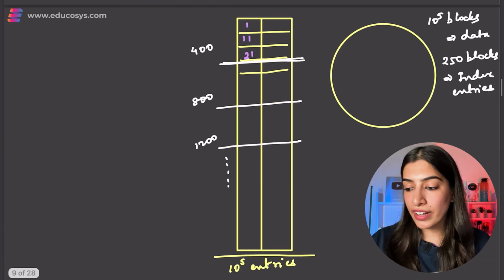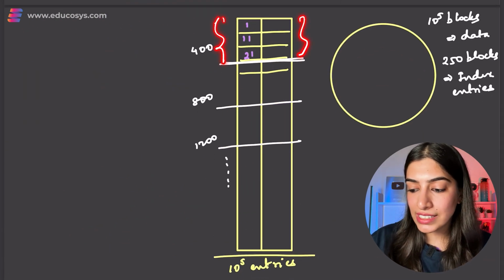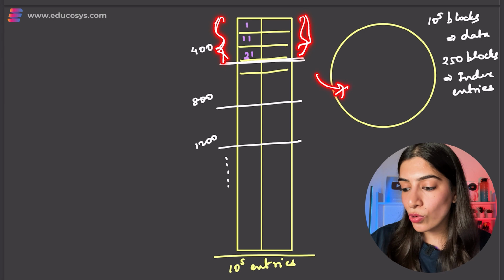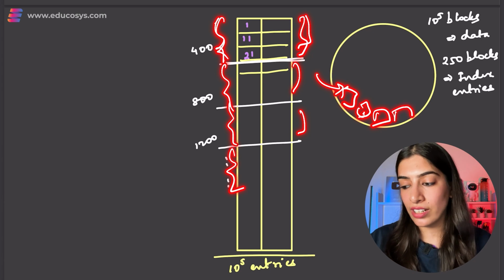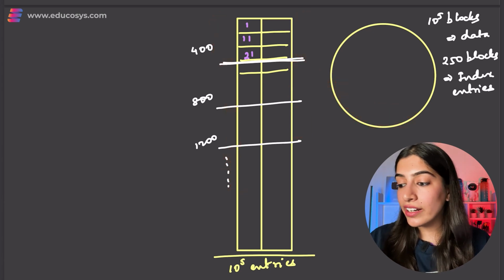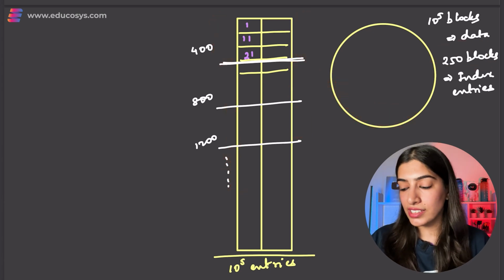Because we can store 400 entries in one block, that means these entries are going to go in one block, these entries are going to go in another block, these entries are going to go in another block, and so on. So we saw that 250 blocks are needed for the index entries.